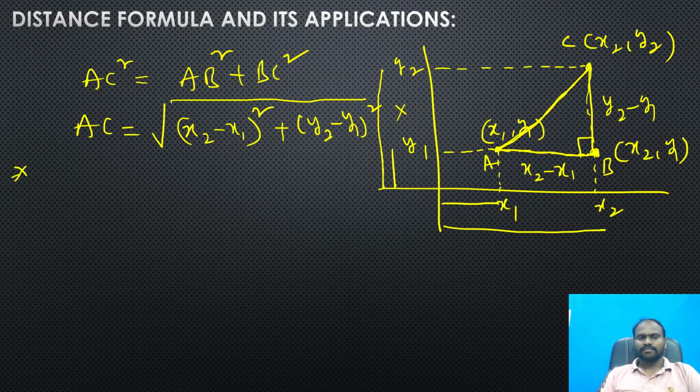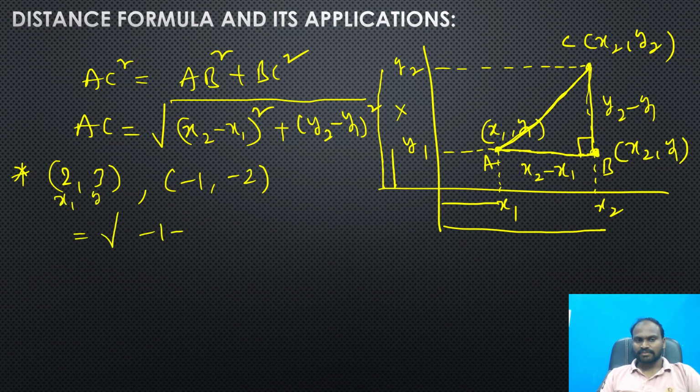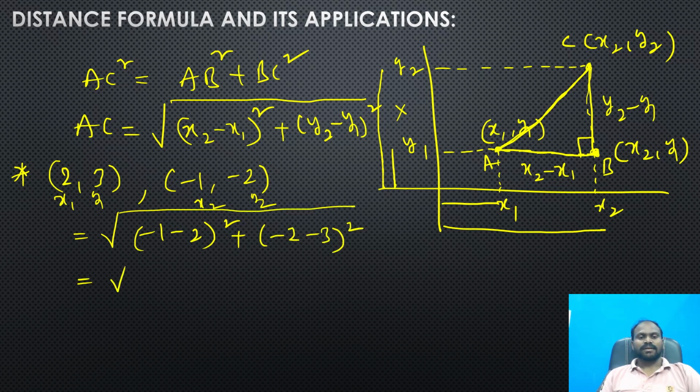For example, if I want to find the distance between 2 comma 3 and minus 1 comma minus 2, let us say the given points are x1, y1 and x2, y2. So (minus 1 minus 2) whole square plus (minus 2 minus 3) whole square. Now minus 3 whole square is 9 and minus 5 whole square is 25. So the square root of 34 is the distance between the given points.